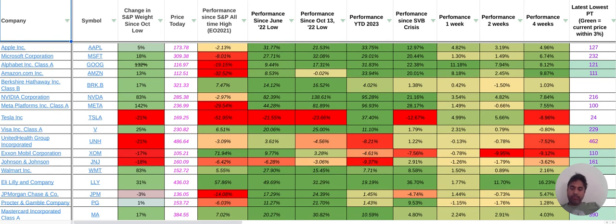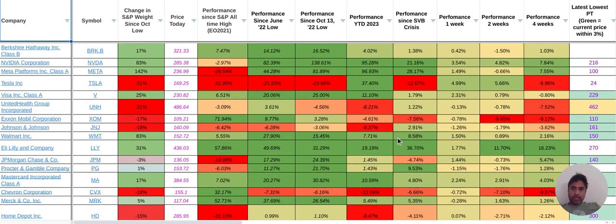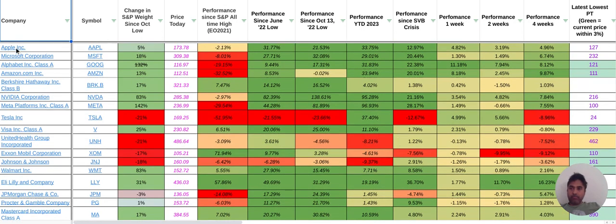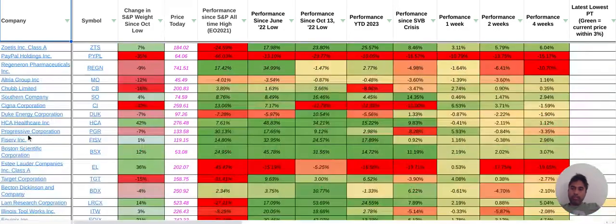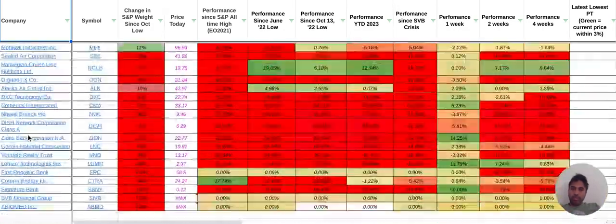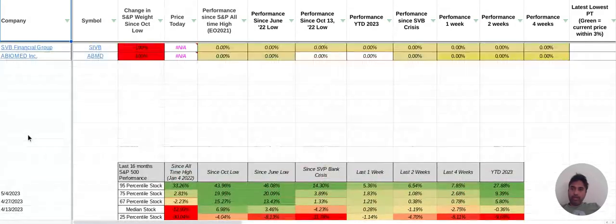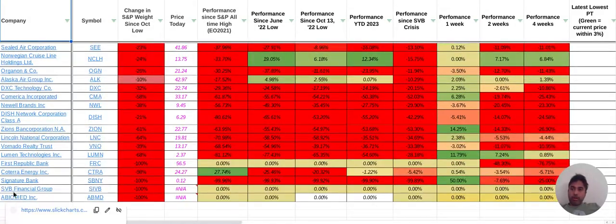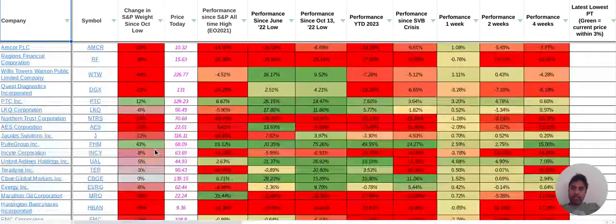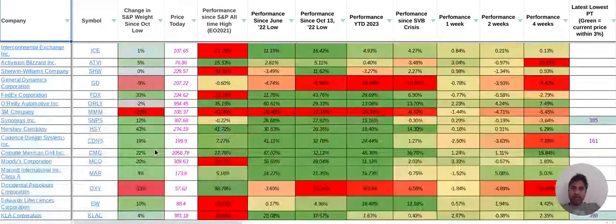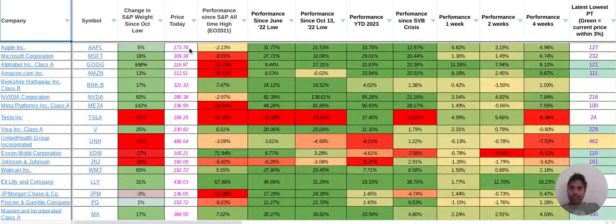So here we have the S&P 500, all stocks listed in this spreadsheet from row number 2, Apple, all the way to the last two stocks, which have a zero weight because they are gone. SVB and Signature Bank are gone, but generally you can see around 498 of the 500 S&P stocks here, and these are weighted by the market cap.